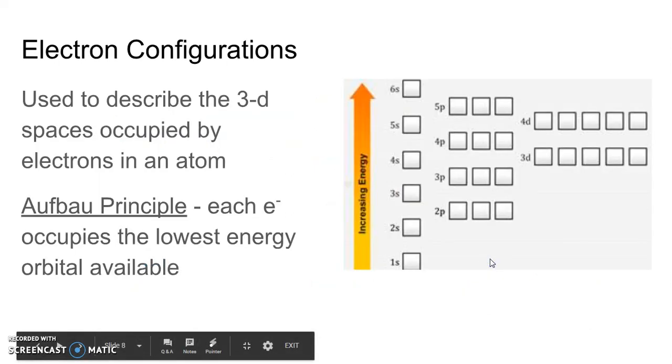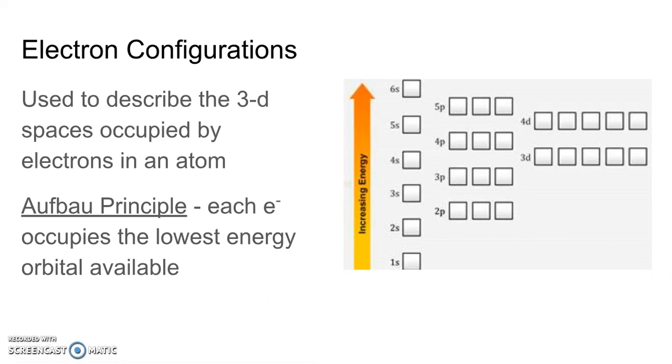So what we're going to do with these orbitals is we're going to write out what are called electron configurations. And electron configurations are basically just ways of describing those 3D orbitals where the electrons are found within the atom. So we're just coming up with a couple of different systems to describe these spaces where the electrons are found. And we have 3 rules that we have to follow in order to help define these electron configurations. And the first one is called the Aufbau principle.